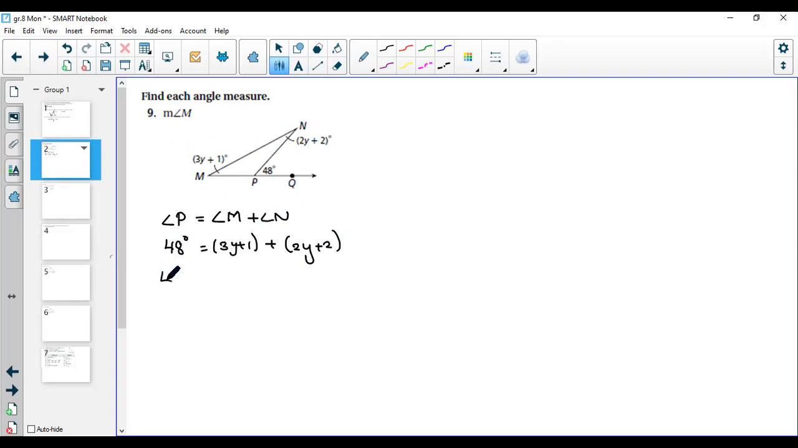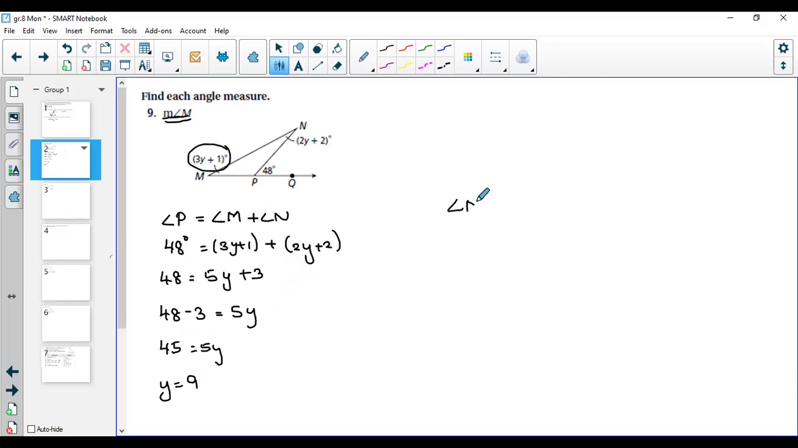So first let's simplify that part. It's going to be 5y plus 3, which means 48 minus 3 is going to be 5y. 48 minus 3 is going to give you 45 equals 5y. So y is going to be equal to 9. Now once you have found the value of y, you can substitute in whichever angle they're asking. They want angle M, which means this angle here. So measure of angle M is going to be 3y plus 1 degrees, which means 3 multiplied by 9 plus 1. So 27 plus 1 is going to give you 28.